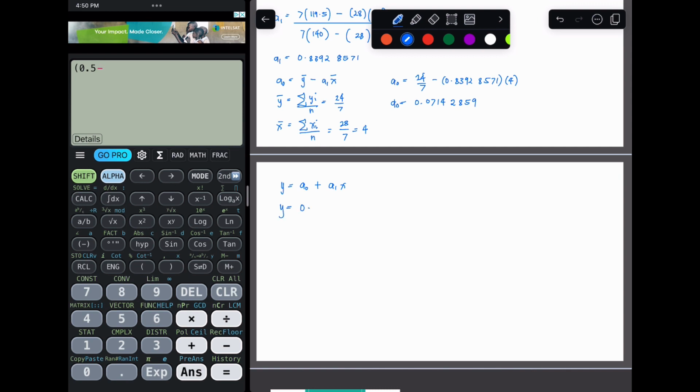So this is our a sub 0, 0.07142859, and then our a sub 1 would be 0.83928571, and that will be our best fit line. So y is equal to 0.07142859 plus 0.83928571 x.